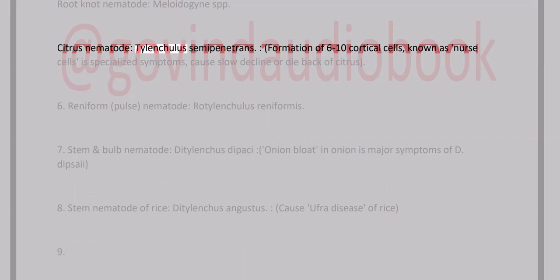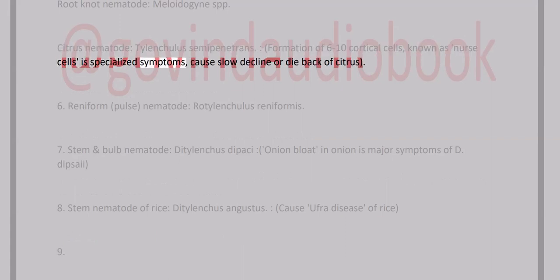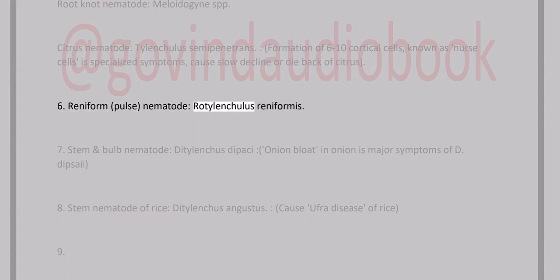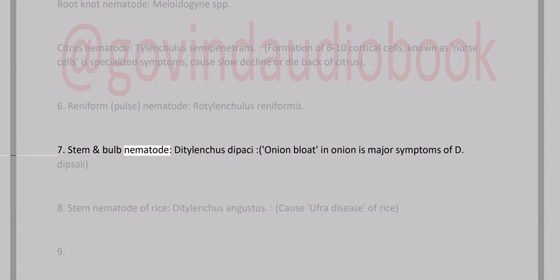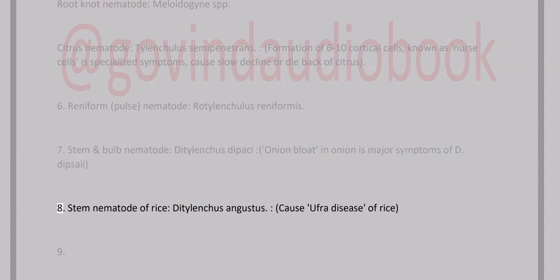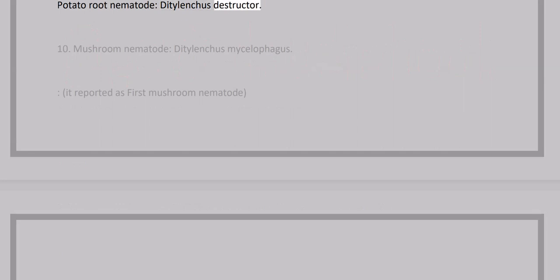5. Citrus nematode, Tylenchulus semipenetrans. Formation of 6 to 10 cortical cells, known as nurse cells, is a specialized symptom; it causes slow decline or dieback of citrus. 6. Reniform or pulse nematode, Rotylenchulus reniformis. 7. Stem and bulb nematode, Ditylenchus dipsaci; onion bloat in onion is the major symptom of D. dipsaci. 8. Stem nematode of rice, Ditylenchus angustus, causes ufra disease of rice. 9. Potato rot nematode, Ditylenchus destructor.